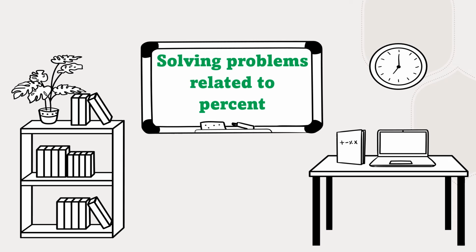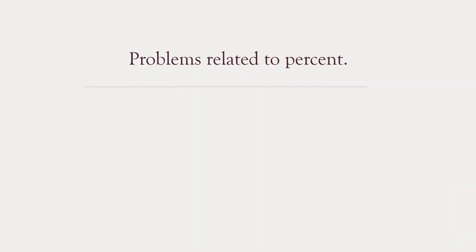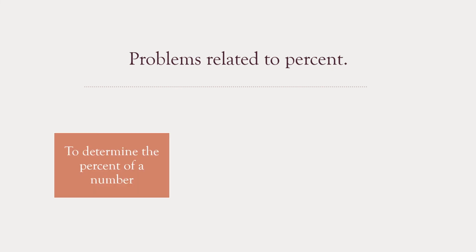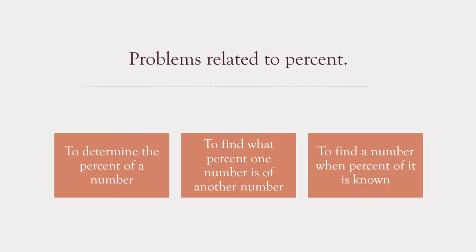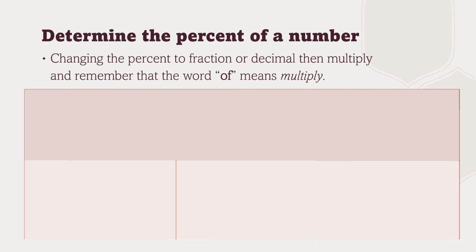Let us now proceed to solving problems related to percent. The problems related to percent are to determine the percent of a number, to find what percent one number is of another number, and of course to find a number when a percent of it is known. Determine the percent of a number. What we are going to do here is change the percent to fraction or decimal and then multiply. And we have to remember that the word of means multiply.